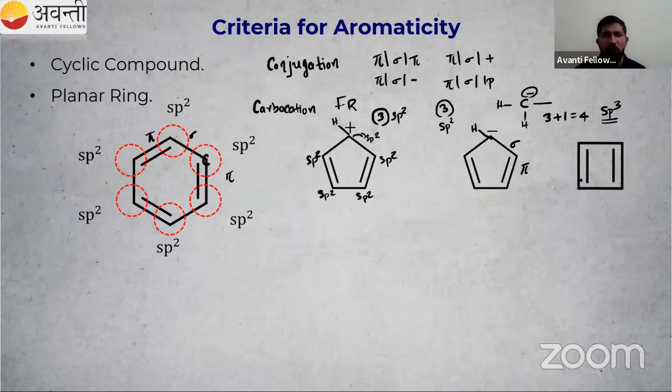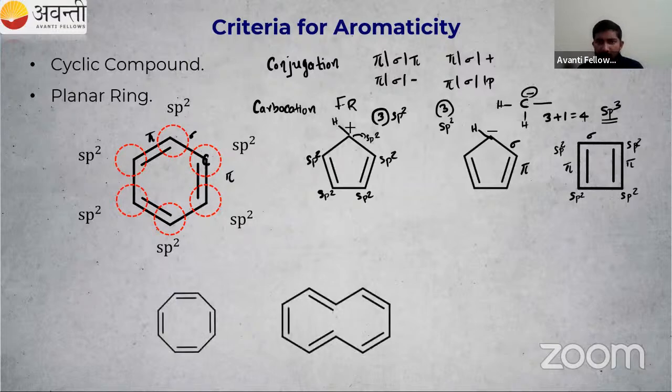Cyclic. It is cyclic, of course. Then the next one is planarity. So here it is sp2, sp2, then sp2. Here also sp2. So planarity is also satisfied. Then what about conjugation? I can see here pi, sigma, pi, pi, sigma, pi. So that is also satisfied. All the atoms are involved in resonance. So these 3 conditions are followed. So we have to check the next condition. This is like an order: cyclic, planar, conjugation, then the 4th one.